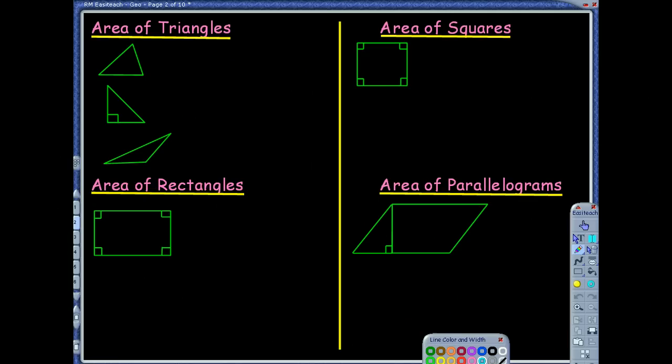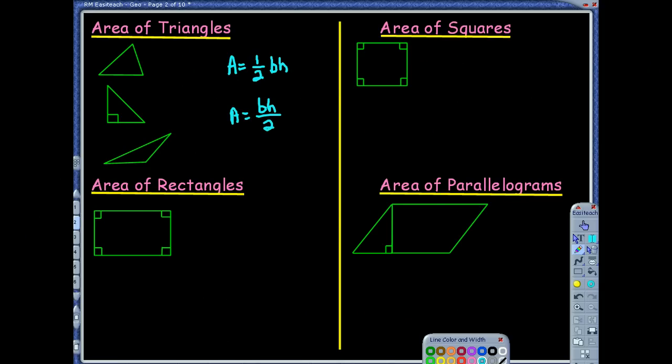So what is the area of a triangle? The area of a triangle is 1/2 the base times the height. And remember the 1/2, don't forget that. A lot of people forget that. Now, taking a half of something is the same thing as dividing it by 2. So I could say base times height divided by 2. That's another way you could write that formula.